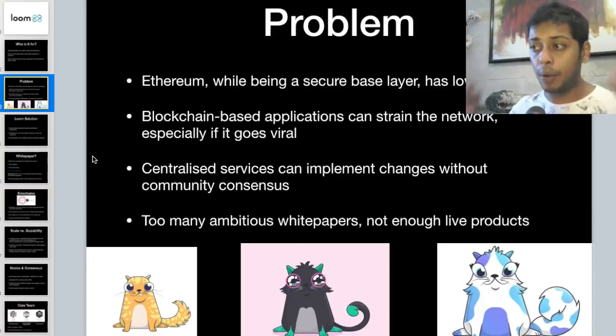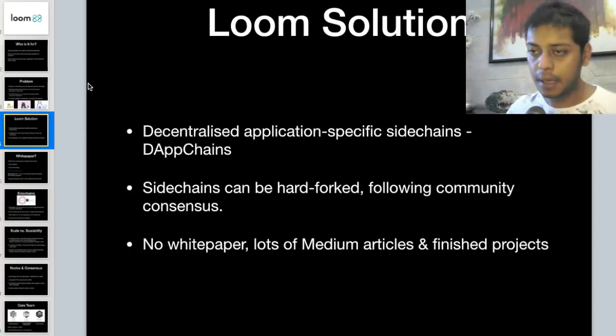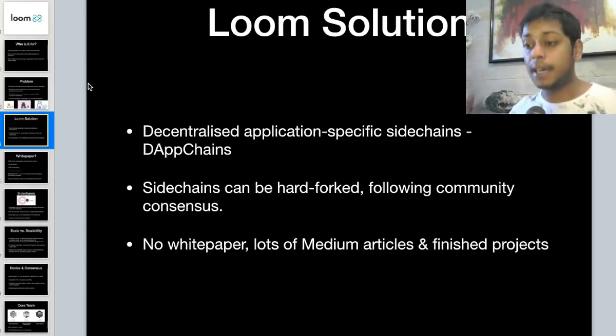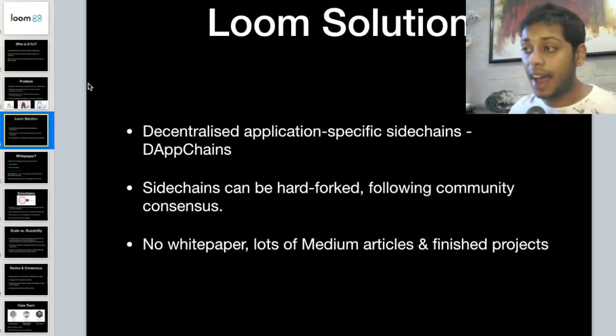Let's have a look at what Loom wants to do in order to fix these problems. Firstly, they want to create decentralized application-specific sidechains known as DApp chains. These sidechains can be hard forked based on what the community wants. So for example, if you have a small group in the community who wants something done one way and another group that wants to keep things the way they are, it's very easy for the people who disagree to start off their own blockchain. That means the two ideas will run on the same blockchain until the community makes a vote in order to split off and go off in their own ideological direction. And lastly, regarding the white paper, Loom does not have one.